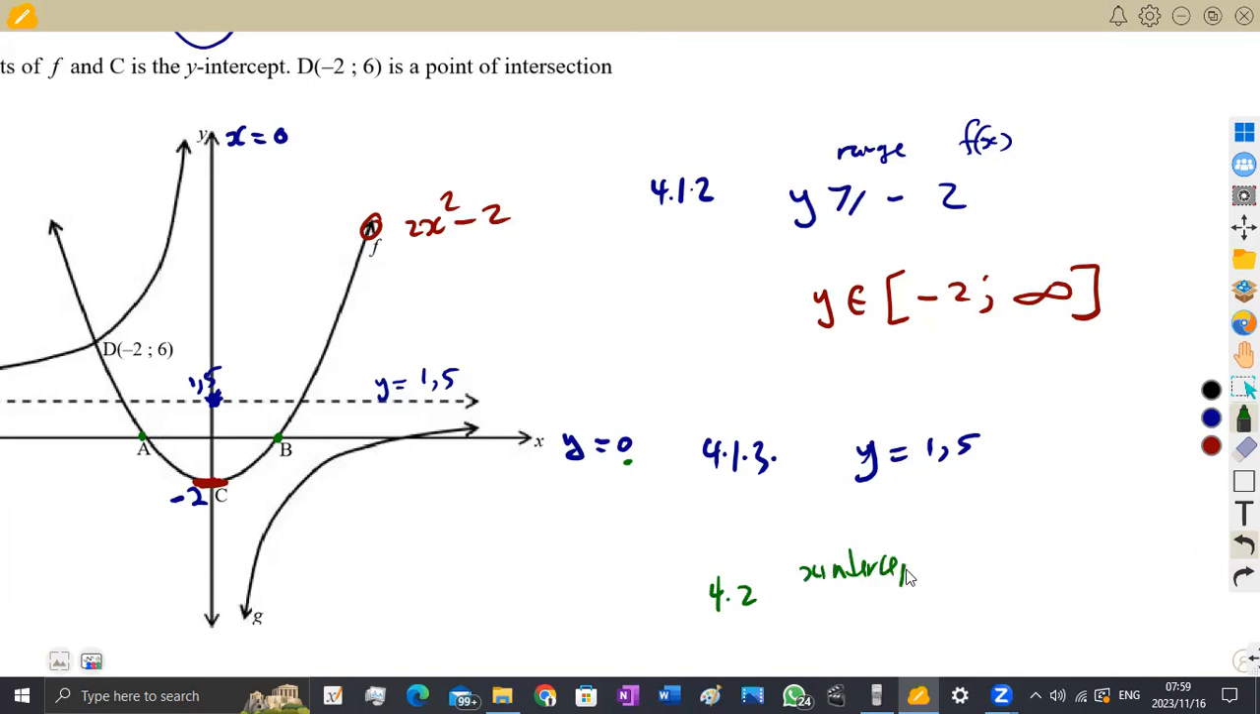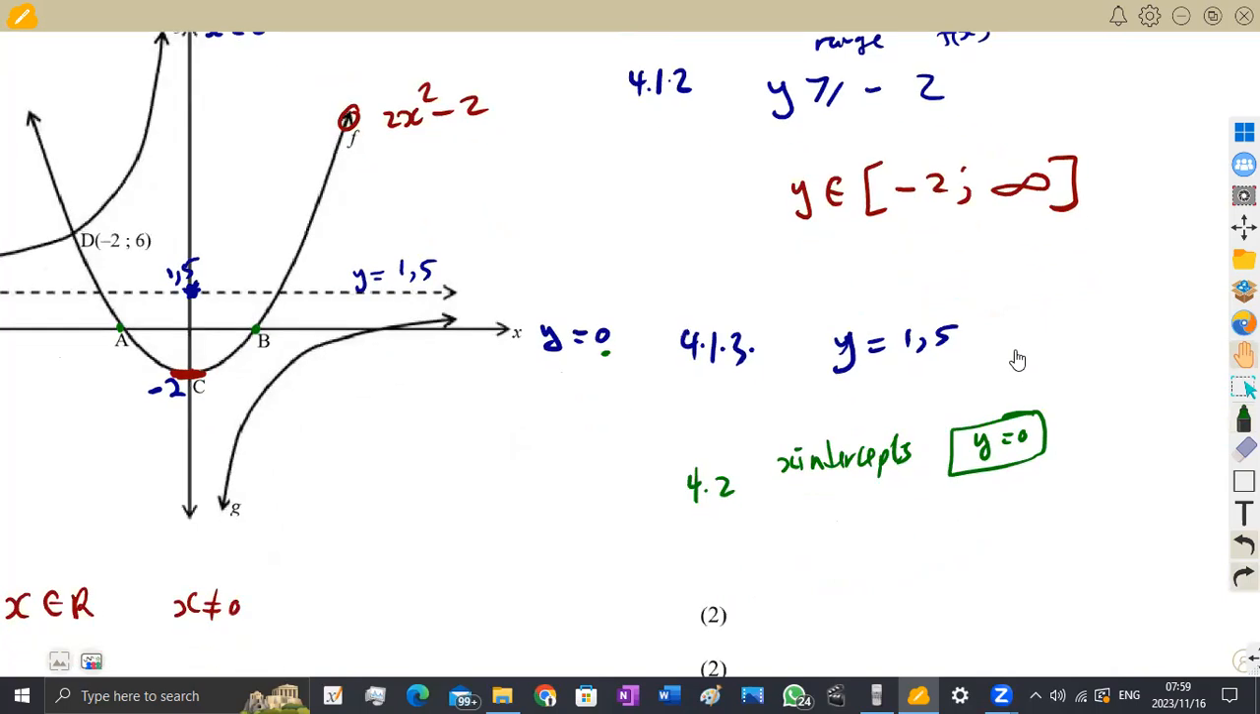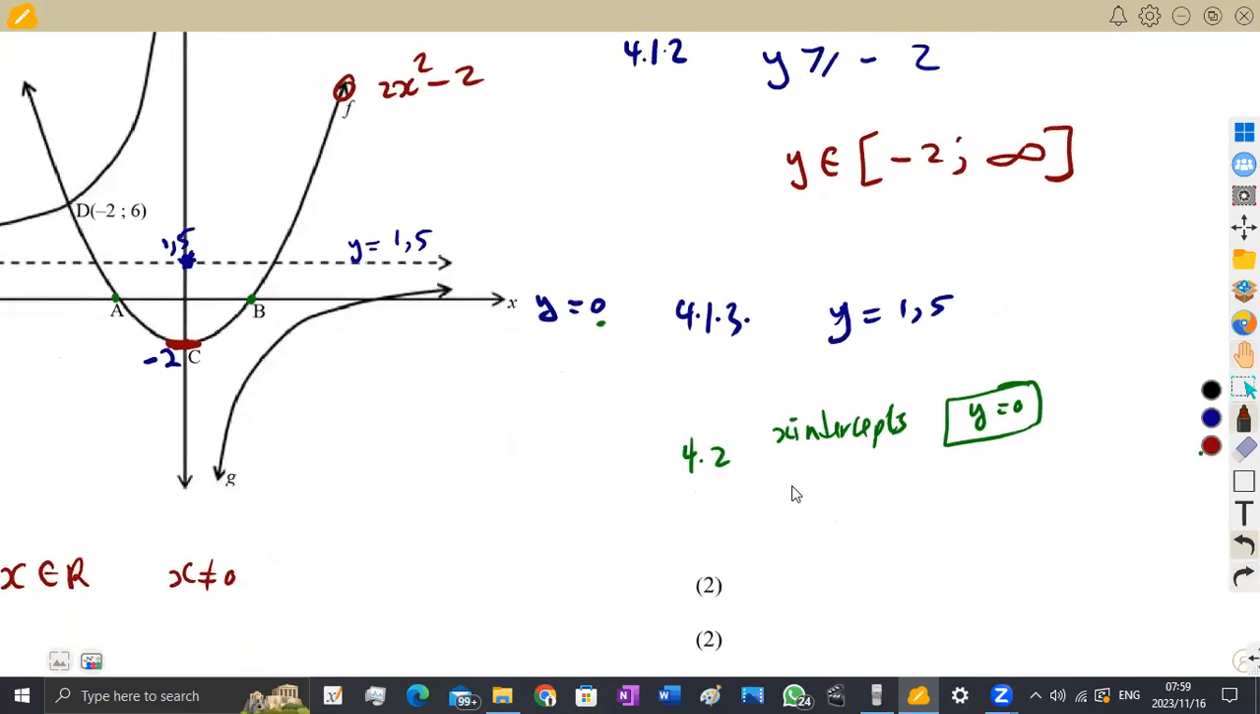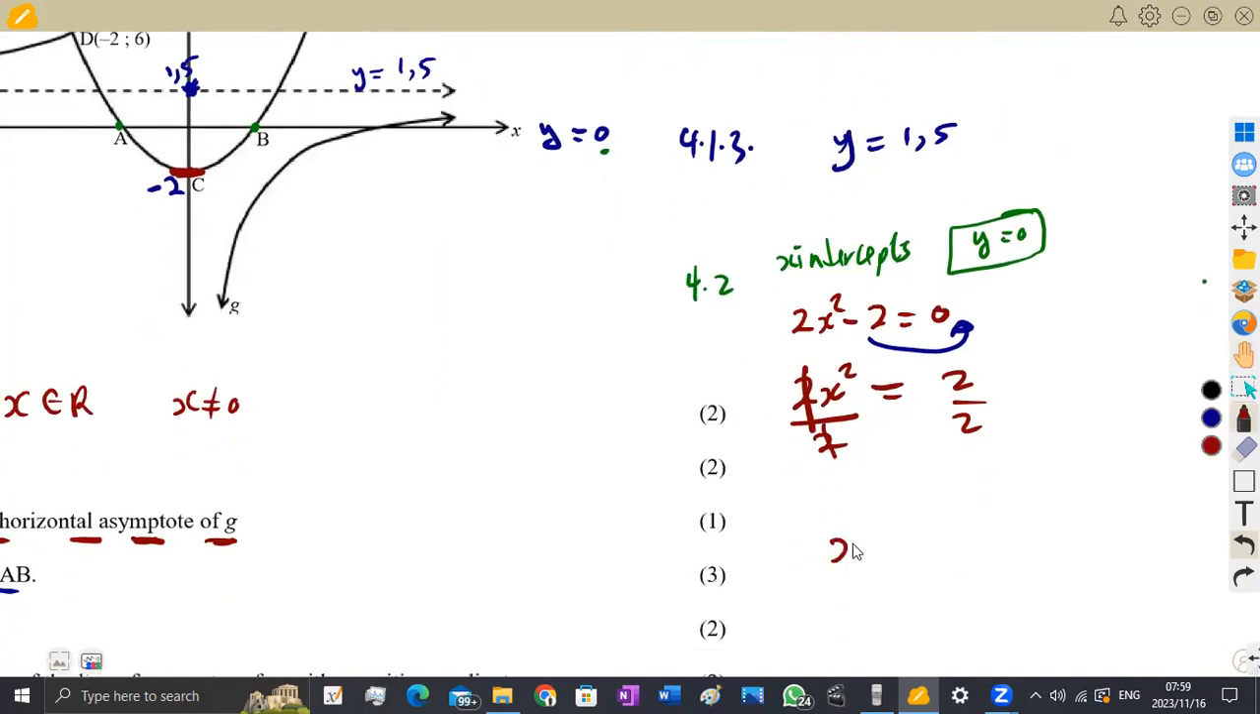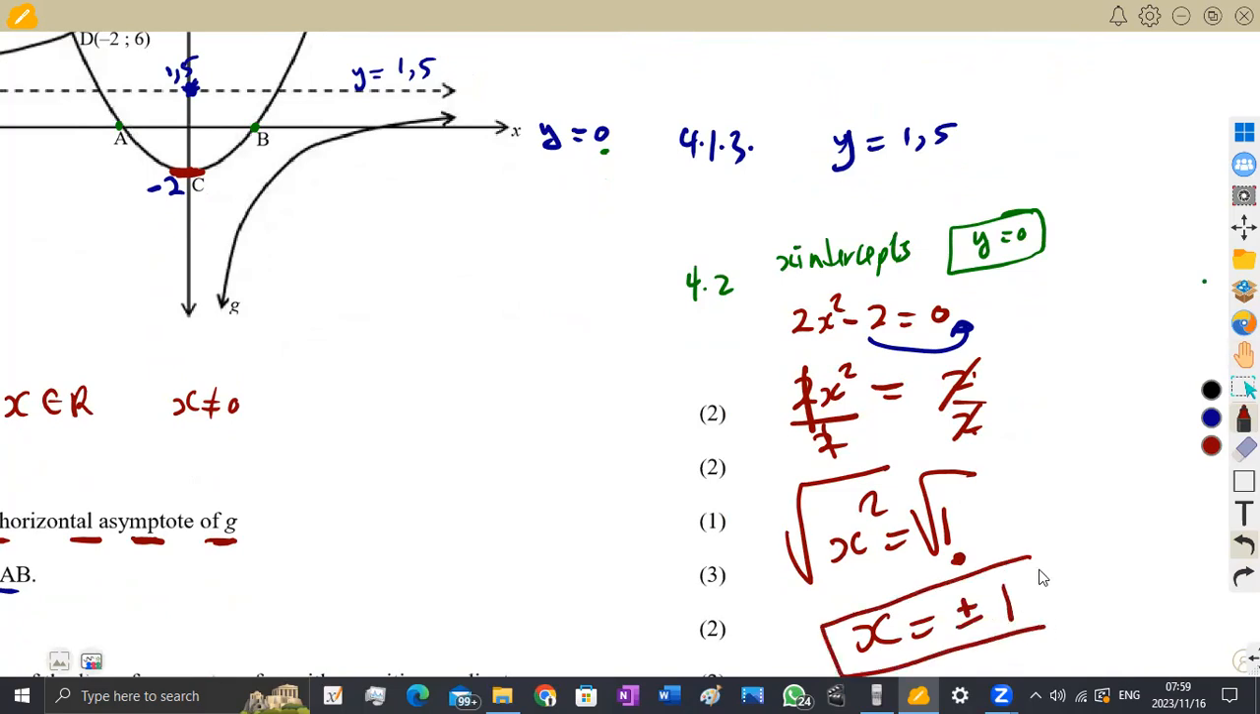Like I said, the x-intercepts are at the condition where y is equal to 0. So if y is equal to 0, it means this equation of our f of x, which is 2x squared minus 2, must be equal to 0. Then we solve for x. So 2x squared minus 2 equals 0, transpose negative 2 to the other side, it becomes a positive 2. To find x, you're going to divide by 2, which is a common term. So x squared is 2 divided by 2, which is 1. In order to find x, you introduce the square root on both sides, remembering that the square root of any number is plus or minus. So you're going to have plus or minus 1.